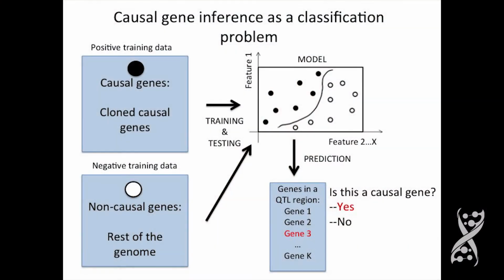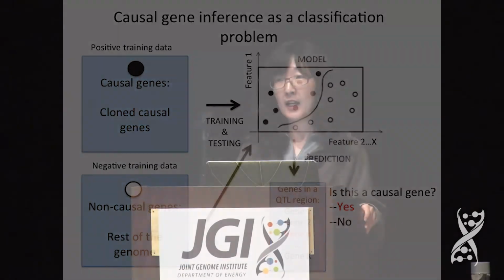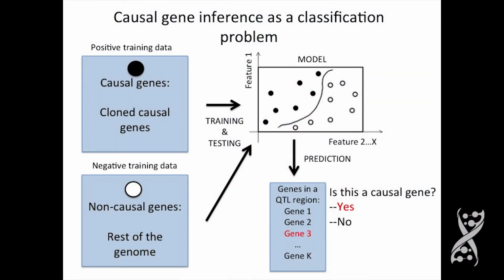So this is the basic idea that we're trying to use to develop an algorithm that can distinguish a causal gene from a non-causal gene in a QTL region. So for positive training data, we're using cloned causal genes from plants. And for negative training data, this is often a tough problem in machine learning because often you know what a positive example is, but you often don't know what's a really good negative example. So in our case, as negative training data, we're using the rest of the genome with an assumption that most genes in the genome are not likely to cause phenotypic variation in natural populations.